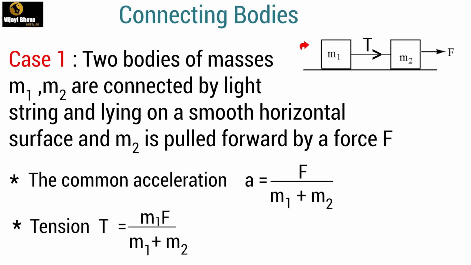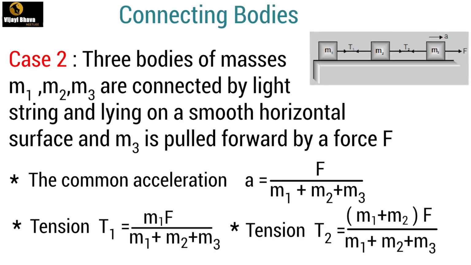If two bodies of masses m1 and m2 are connected by a light string and lying on a smooth horizontal plane as in this picture, and m2 is pulled forward by a force F, then the common acceleration A is F by (m1 plus m2). Tension T is m1F by (m1 plus m2).